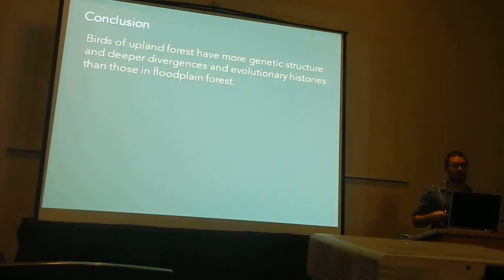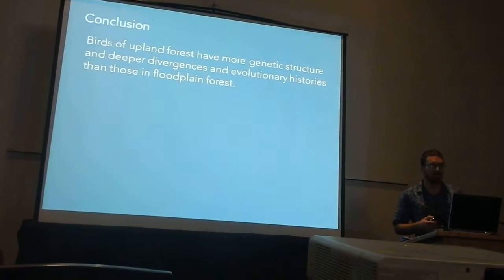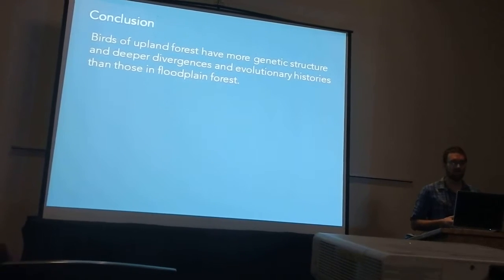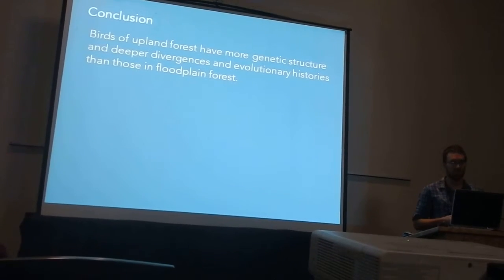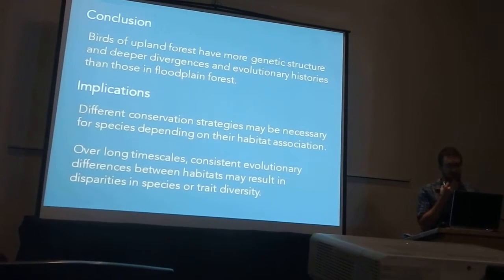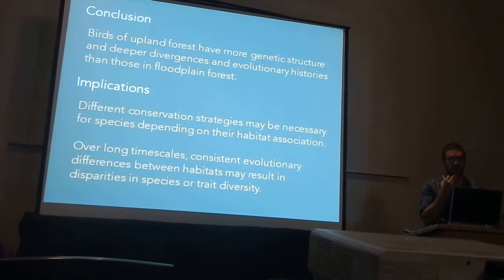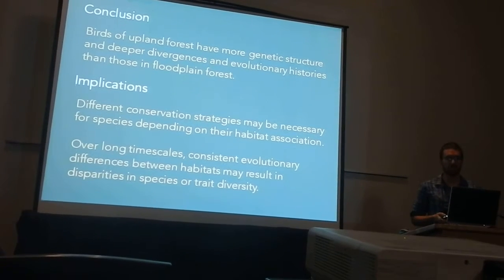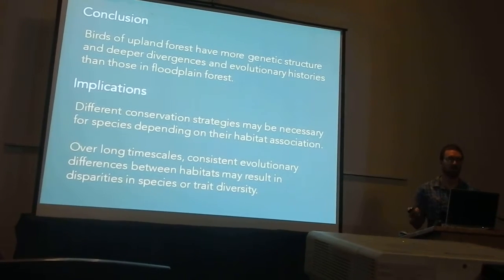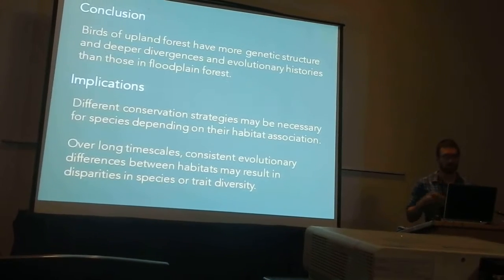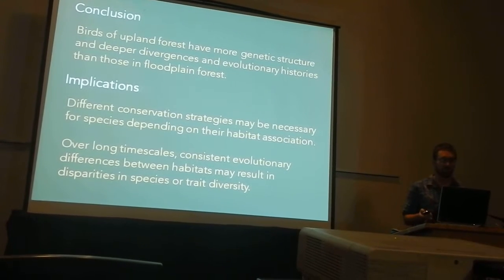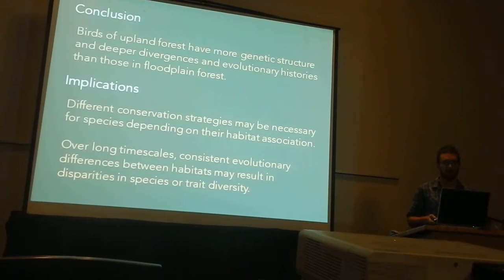And so, based on these results, we can say that the birds of upland forest have more genetic structure and deeper divergences in evolutionary histories generally than those in floodplain forest. And there are various implications from this result. We might think that different conservation strategies may be necessary in these different habitats, given the fact that there's greater diversity in upland forest and there's more structuring. They might require different reserve designs or different conservation efforts than the floodplain forests.